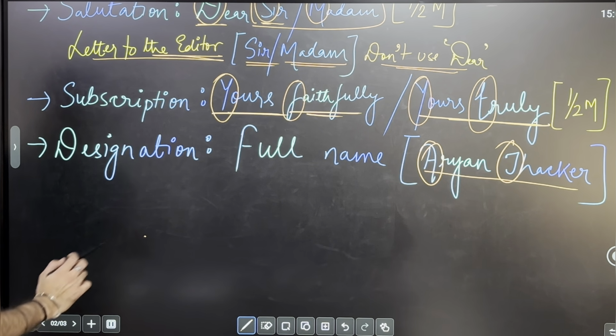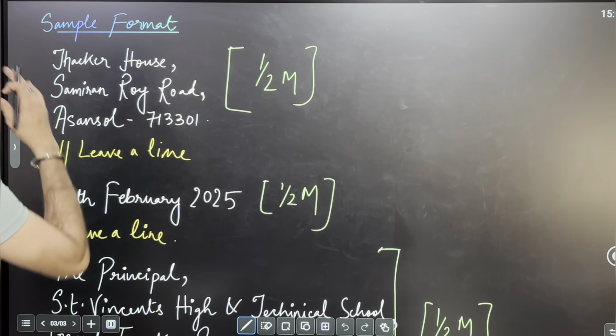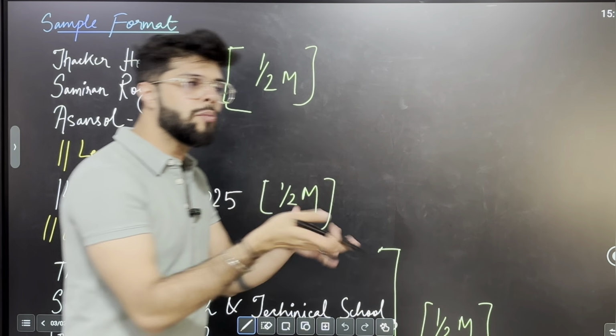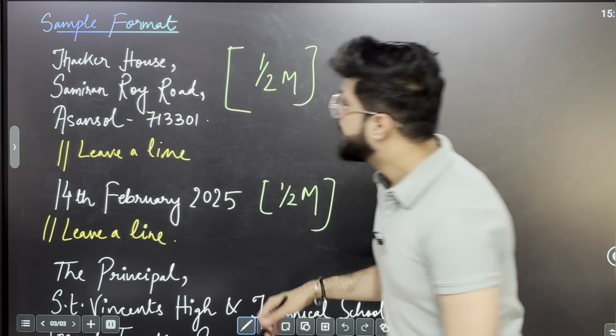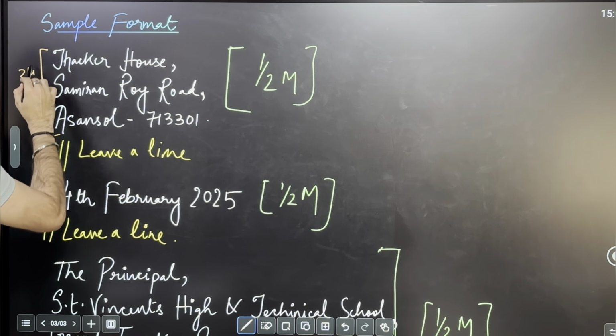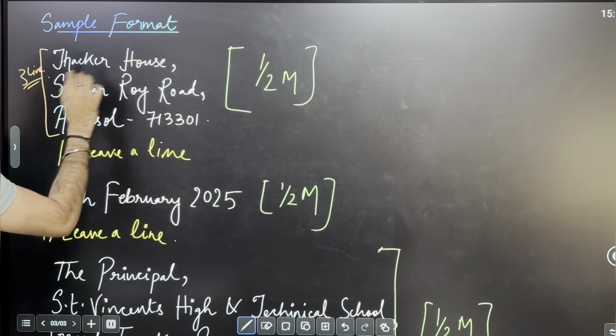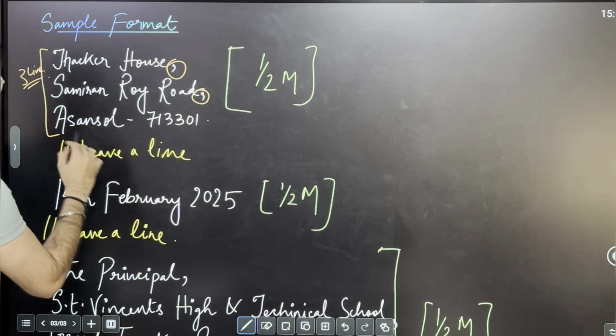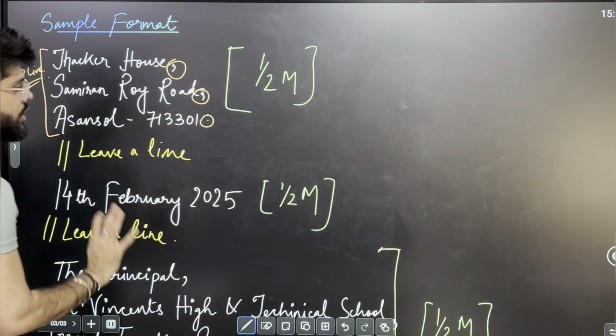चलिए आइए मैं आपको सैंपल ऐसे दिखाता हूं, सॉरी सैंपल लेटर दिखाता हूं. सबसे पहले फॉर्मेट कैसे लिखना है. I have written a sample format, then I will show you my student's paper, what she had done. ठीक है, 3-liner address. This is my own address, Thacker House, put a comma, punctuation, Samiran Roy Road, put a comma, Asansol, give a pin code and put a full stop.